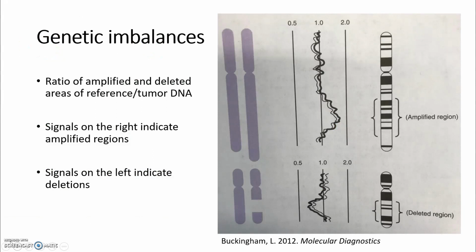Here you can see the results of a CGH. This diagram is a schematic figure that provides a color ratio profile of tumor DNA relative to the reference DNA. If there's an amplification, you can see the signal shifting to the right of the diagram, and a deletion will result in a shift to the left.